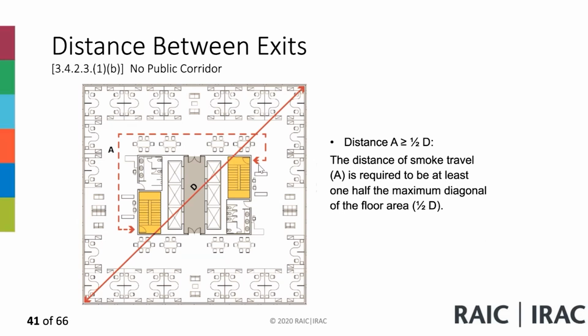The distance needs to be half the maximum diagonal dimension of the floor area, but not less than 9 meters for all floor areas. So in this case, the distance needs to be not less than half the diameter, the maximum diameter. In this case, it's a square, but I guess this is the maximum diameter. So this distance needs to be at least half that.